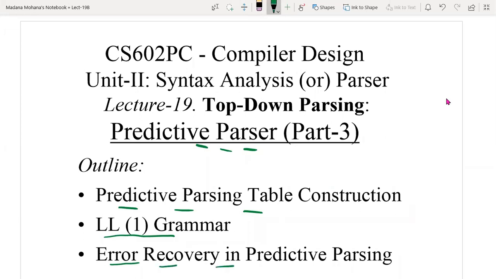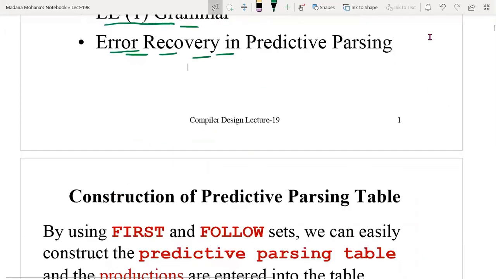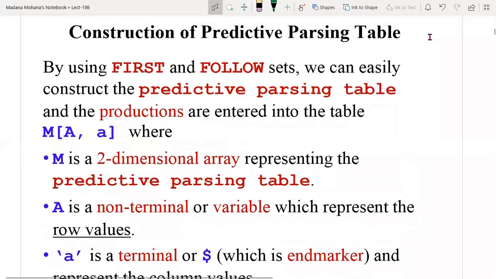Error recovery occurs in all phases, even in lexical analysis also. We discussed it even at the starting of this syntax analysis or parser. So various error recovery strategies were discussed. Now in predictive parser, how this error recovery is handled. So these are the topics we are going to cover. Now first let us move to construction of the predictive parsing table.